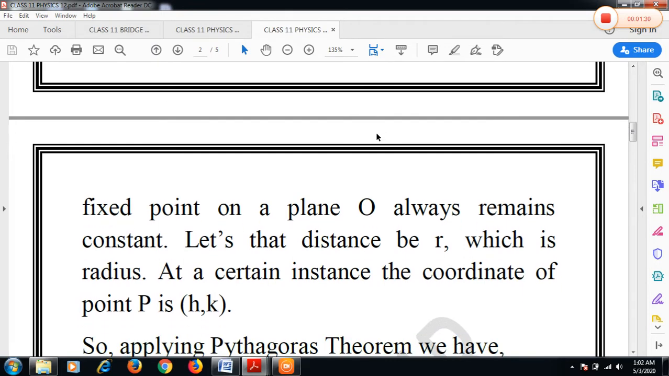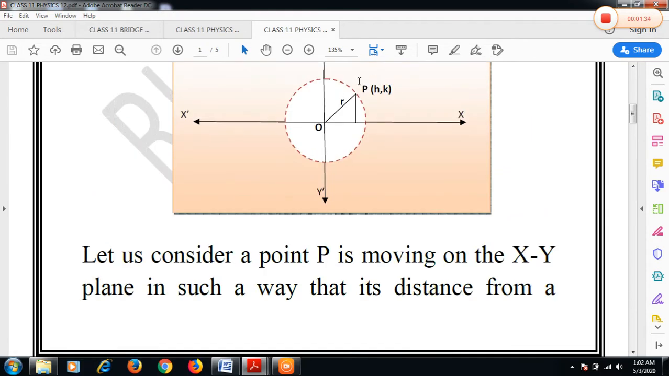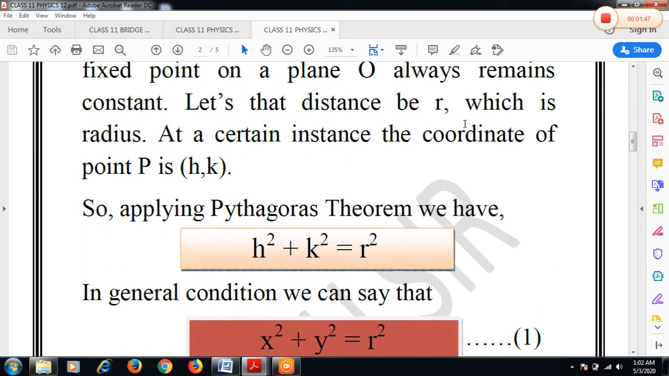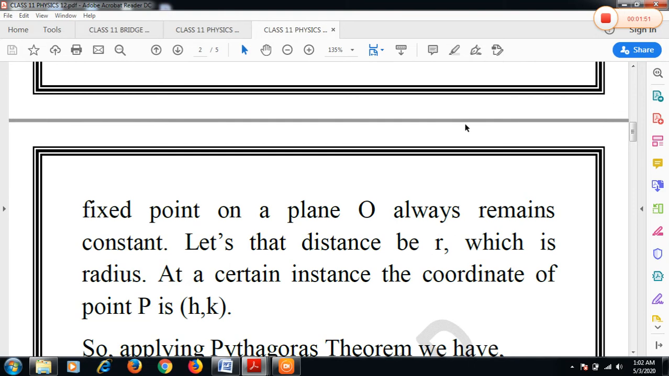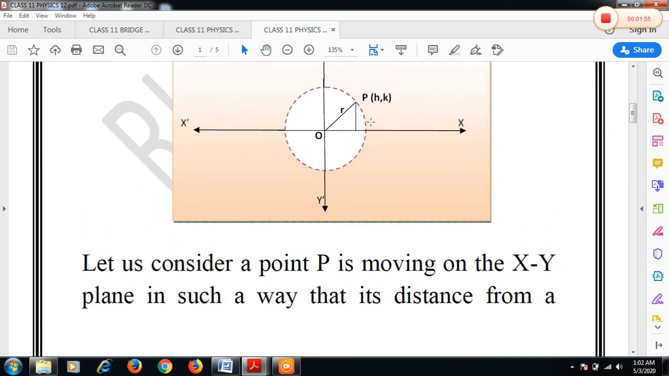At a certain instance of time, the coordinate of point P is (h, k). Let us look at that. The coordinate of point P is (h, k). h is the abscissa and k is the ordinate of that point. Now, applying Pythagoras theorem, we have h square plus k square equals r square. Let us again look at the figure, and from this right angle triangle we can have that h square plus k square equals r square.